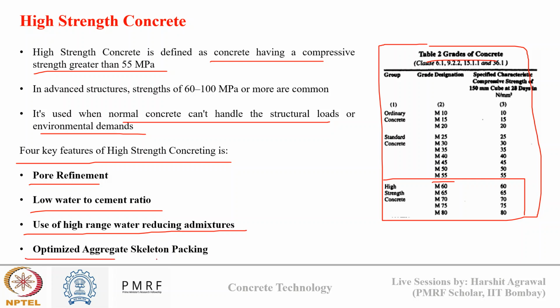And the fourth key feature of achieving high strength concrete is optimized aggregate skeleton packing. This ensures that there are minimum voids inside the concrete, and thus there is less water demand to achieve a certain workability. So these four are the key features for making a concrete high strength.